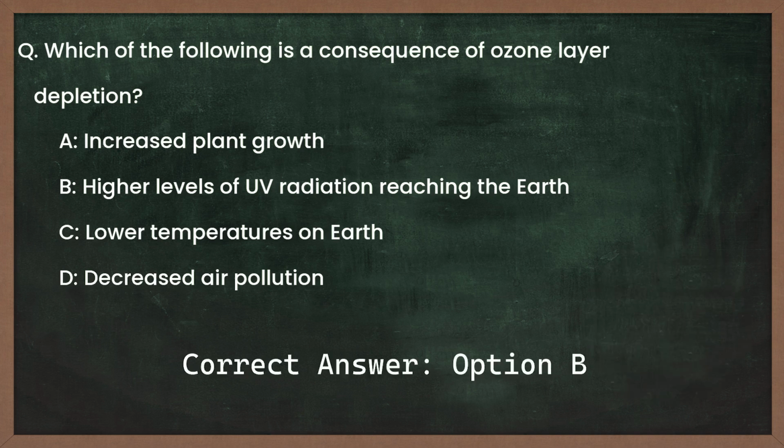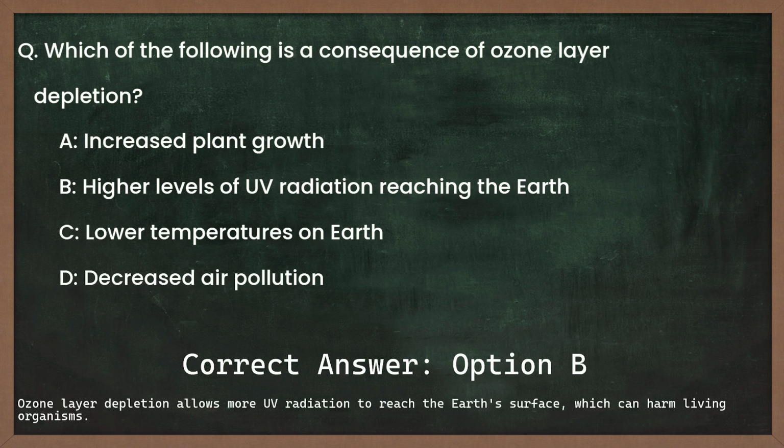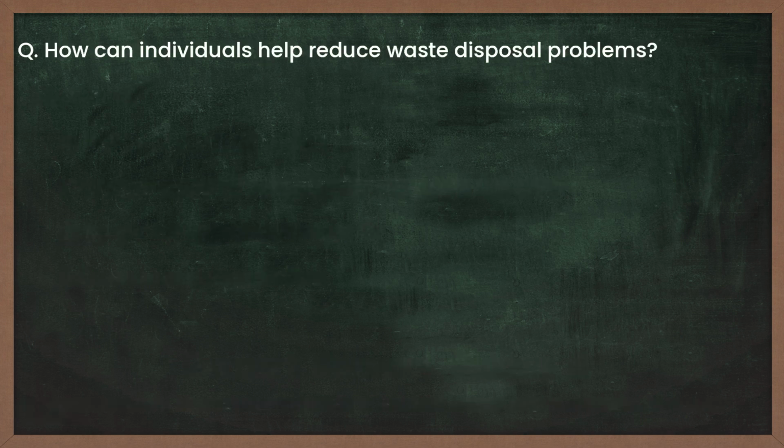The correct answer is option B, which is higher levels of UV radiation reaching the Earth. Ozone layer depletion allows more UV radiation to reach the Earth's surface, which can harm living organisms. Question: how can individuals help reduce waste disposal problems?